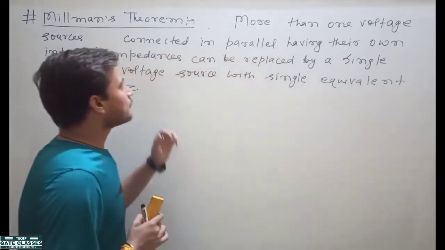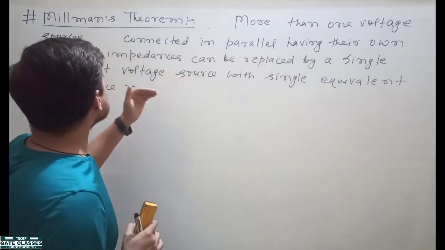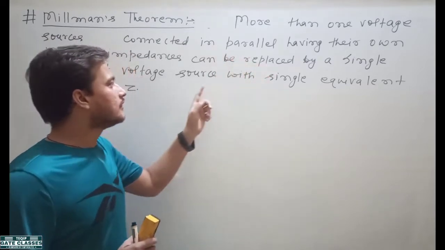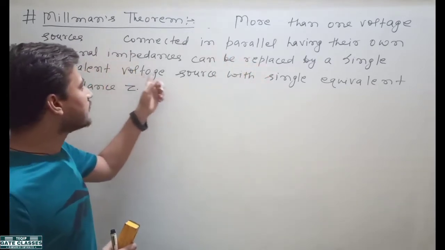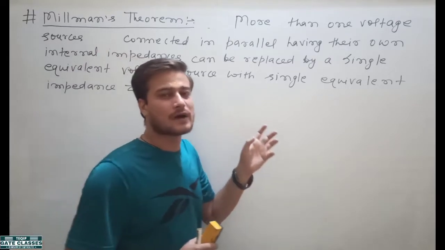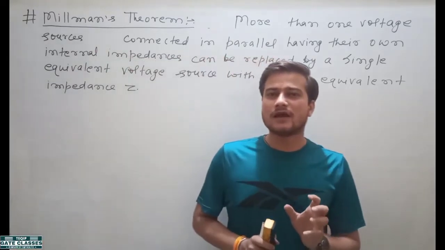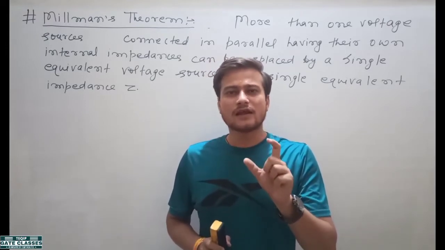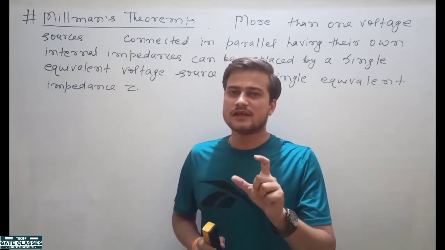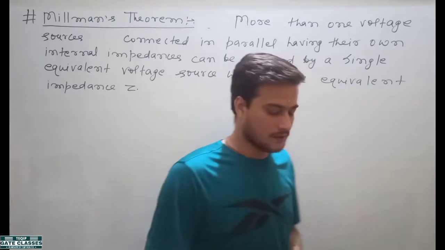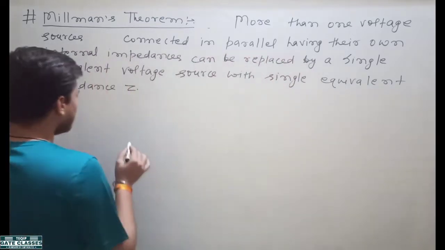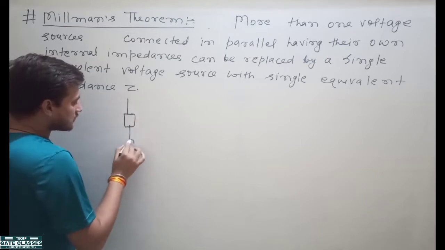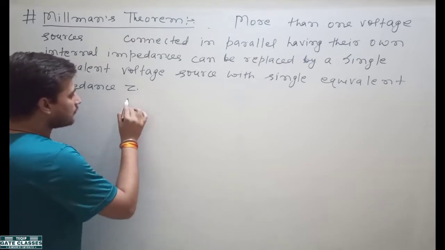It is saying that more than one voltage sources connected in parallel having their own internal impedances can be replaced by a single equivalent voltage source having a single equivalent impedance connected in series with it. What does it mean? They are saying if you are having more than one voltage sources having their internal impedances.